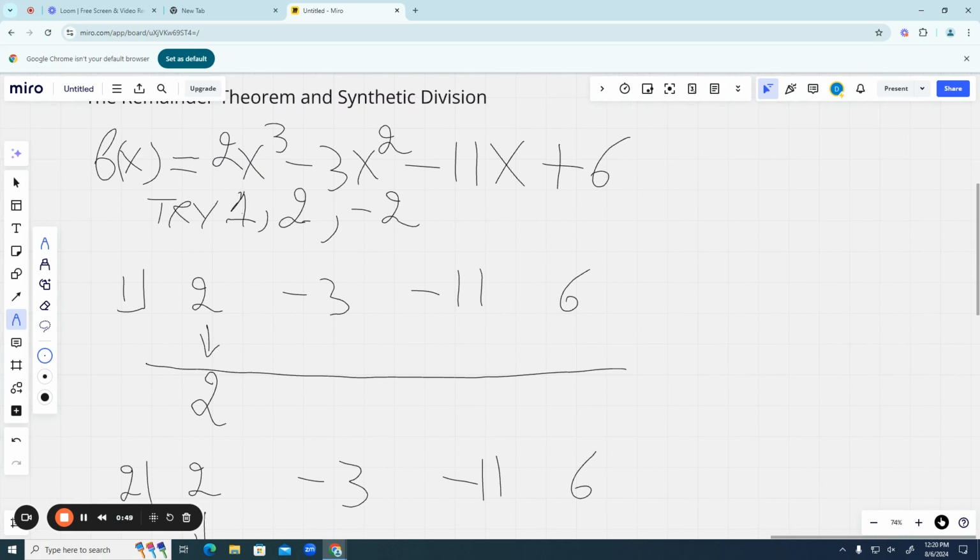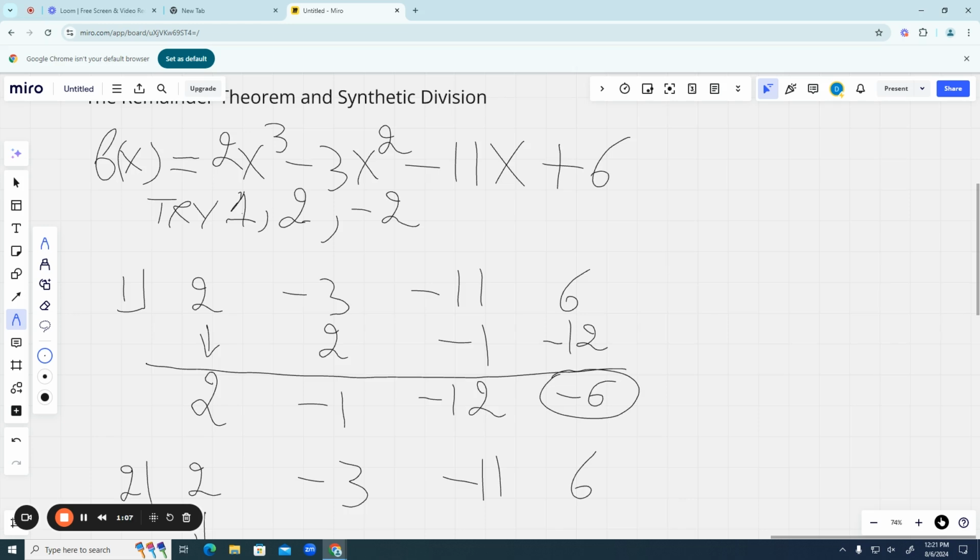So for 1, 1 times 2 is 2, minus 3 and 2 is minus 1. 1 times minus 1 is minus 1. When you add those up, it gives you minus 12. 1 times minus 12 is minus 12. The answer here is minus 6, and this is a remainder.